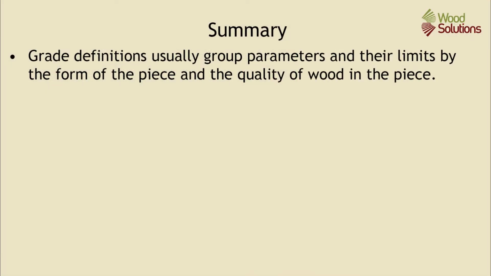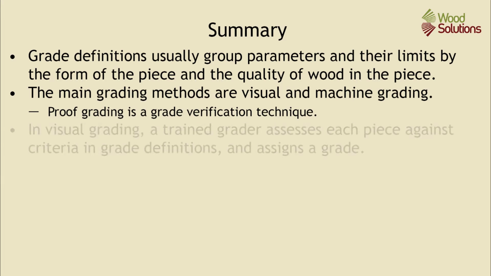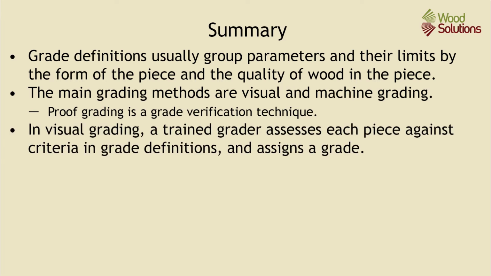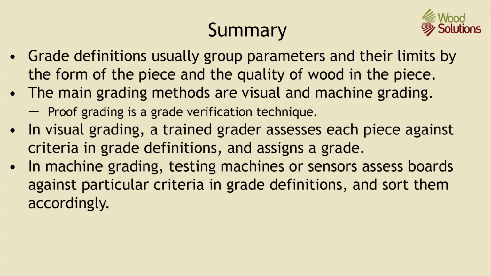In summary, grade definitions usually group criteria and their limits by the form of the piece and the quality of wood in the piece. The main grading methods are visual and machine grading. Proof grading is a grade verification technique. In visual grading, a trained grader assesses each piece against criteria in grade definitions and assigns a grade. In machine grading, test machines or sensors assess boards against particular criteria in grade definitions and sort them accordingly.